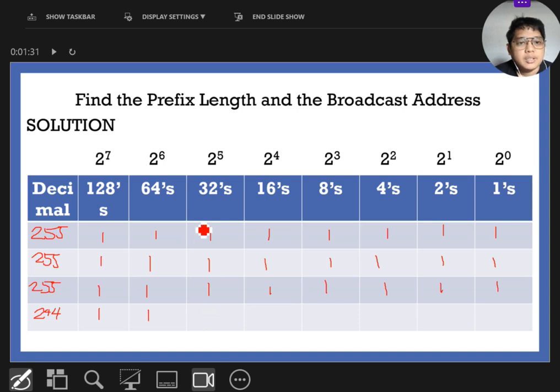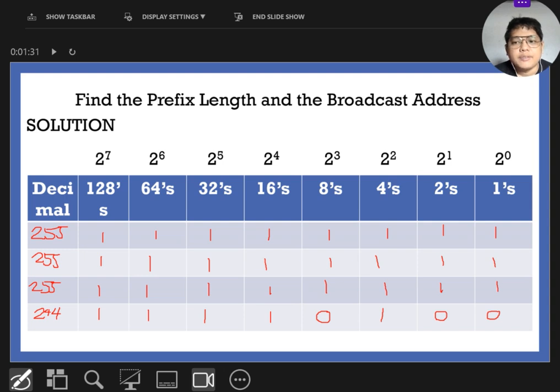How many 32s are there in 52? Only 1 again. So 52 minus 32, we have 20. How many 16s are there in 20? Only 1. So 20 minus 16, we have 4. How many 8s are there in 4? None, 0. How about 4? Of course, 1. So 4 minus 4 is 0. Since there is no remaining decimal, we put 0 and 0. So now, this is the binary value of our subnet mask.